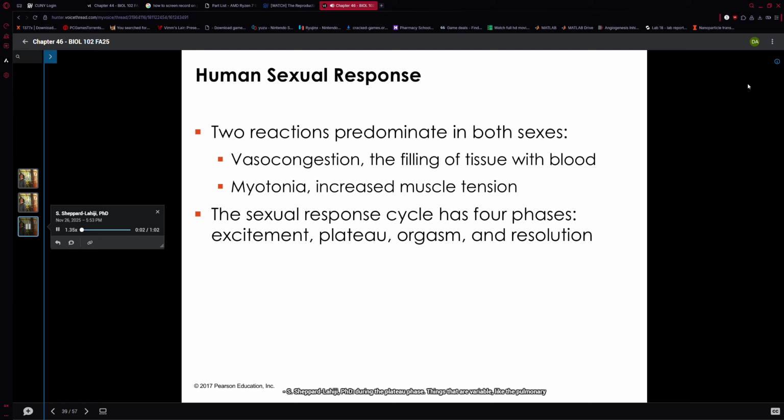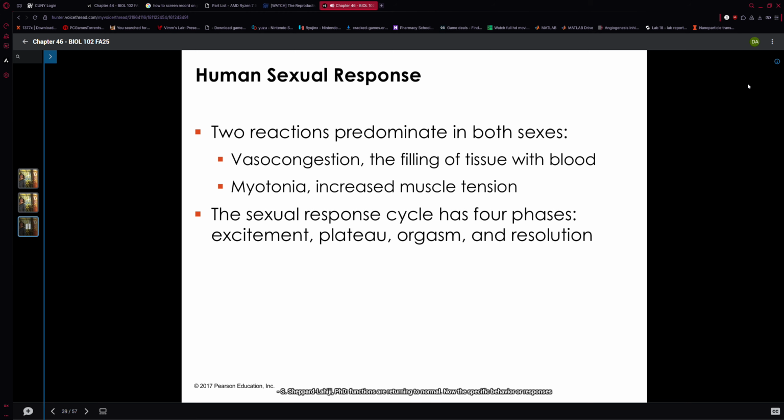During the plateau phase, things that are variable, like the pulmonary ventilation or heart rate, will remain at a pretty high level, if not increase slightly, prior to entering the orgasm phase, which is a relatively intense but short-lived phase that is then followed by resolution. And by the time we are at resolution, cardiovascular and respiratory functions are returning to normal.